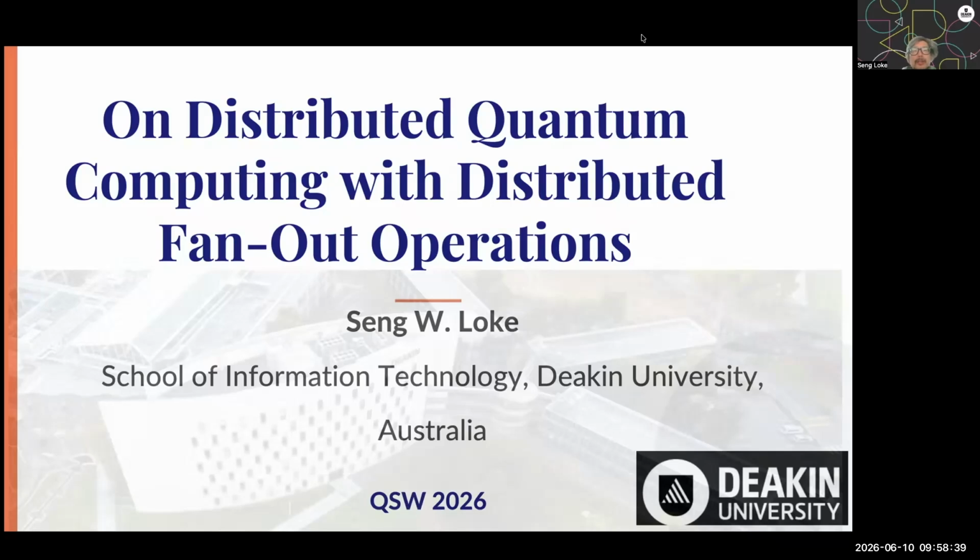So my talk today is on distributed quantum computing with distributed fan-out operations. And the aim of this talk is just to consider how quantum circuits, when they are distributed over a collection of quantum nodes in a distributed quantum computing fashion, how to execute these distributed programs, quantum programs, if you like, these distributed quantum circuits efficiently.